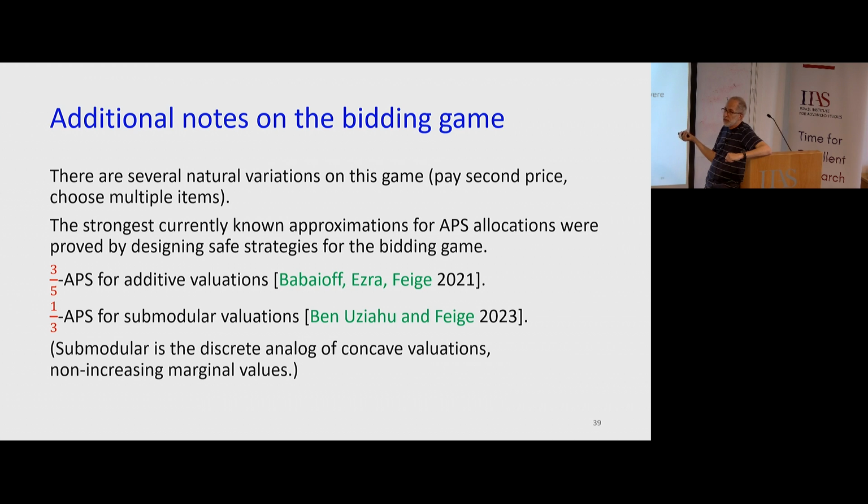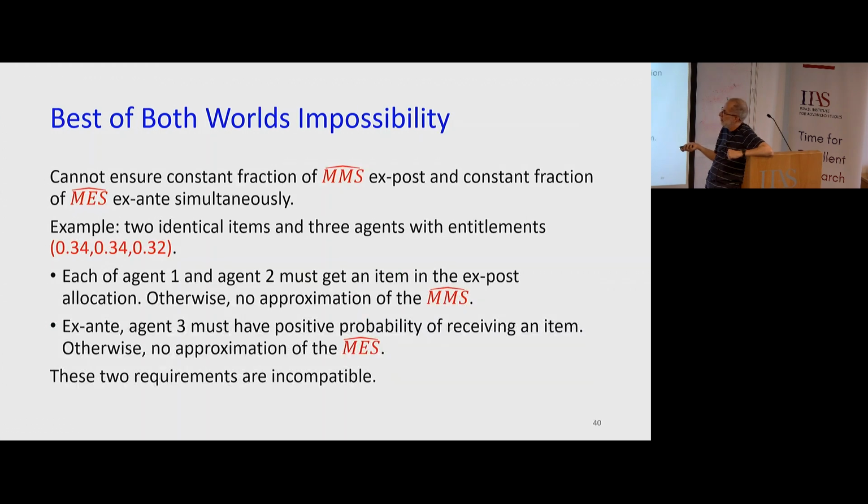So this works for submodular, but beyond submodular, this rule does not work anymore, and there's no natural choice of what to do, and there's probably no good choice of what to do. You can prove that there's no strategy in the bidding game that offers a constant approximation of the APS or of the MMS in the equal entitlement case, even for classes of valuation functions in which you know that there are allocations that do give you a constant fraction of the APS.